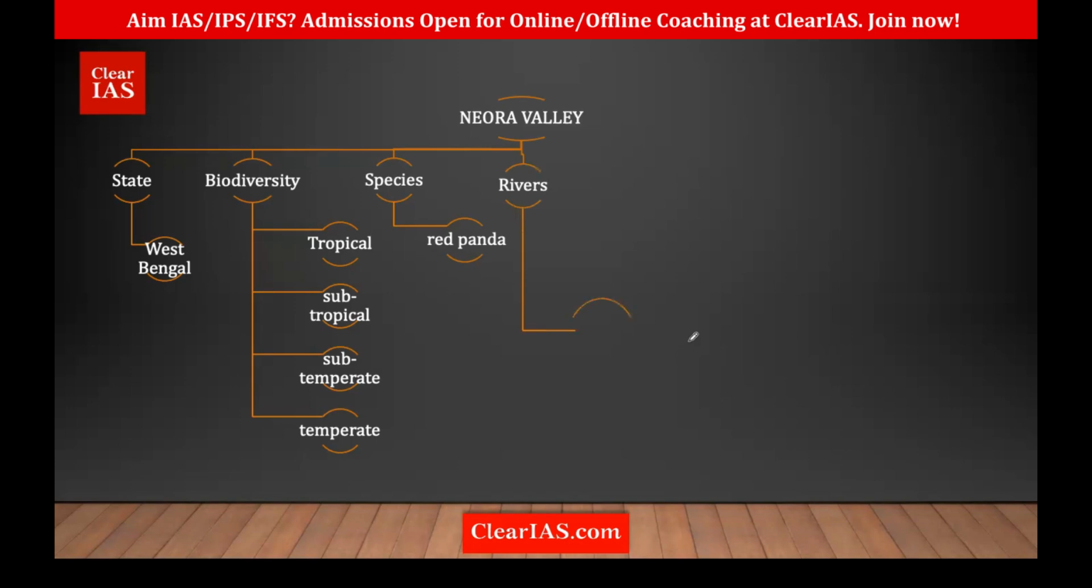This is important. Talking about the river, Neora River itself flows through Neora Valley, but it is a tributary of who? Teesta. Don't get confused: since it is on the northeast side of West Bengal, we might think it is a tributary of Brahmaputra, but it is not directly a tributary of Brahmaputra. Rather, it is a tributary of Teesta. And Neora Valley is on the banks of this Neora River.